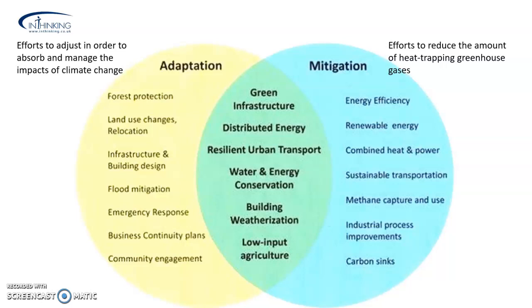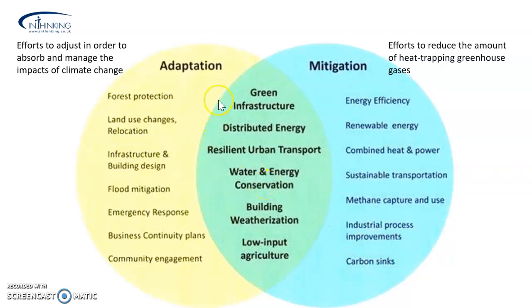So by mitigation, we mean efforts to reduce the amount of heat-trapping greenhouse gases. So this is obvious things like improving energy efficiency and switching across to renewable energy, having more sustainable transport systems, and then working with the environment to sink more carbon. These are all mitigation efforts.